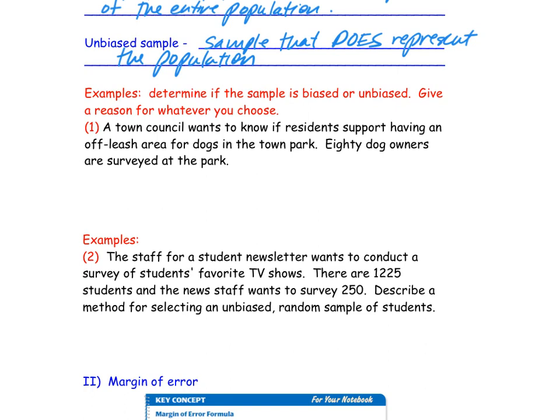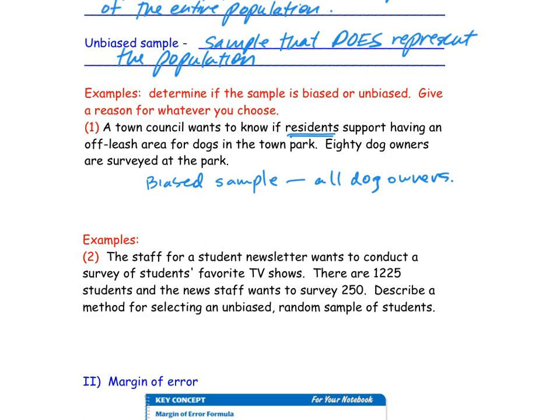So you clearly see that if you want to figure out whether residents of the town support a dog park, you don't want to just interview the people that own dogs. You want to interview the entire population. So this is a biased sample. And you can make this unbiased by interviewing more people. You got 80 dog owners surveyed. You can interview some dog owners and interview non-dog owners, but you want to have a balance. So this is a biased sample because it's not representative. This is all dog owners. So of course, if you're surveying these people, you'd probably get a different feel than if you surveyed the whole population.